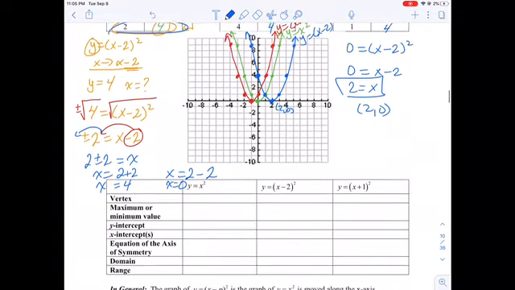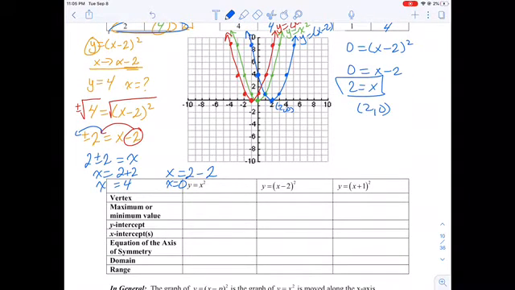So our vertex here was 2, 0. Let's do our blue graph first. 2, 0. Our maximum, there's no max, but our minimum is 0. So where does our minimum come from? Our minimum comes from the y value of our vertex. We can see it right here on our graph. Our minimum is 0 when x equals 2. The y-intercept for this blue graph was 0, 4. The x-intercept was 2, 0.